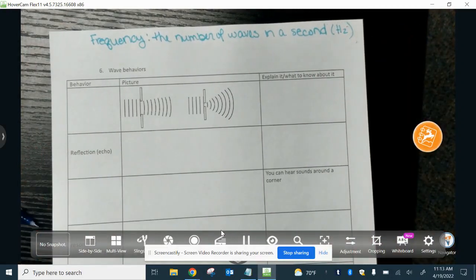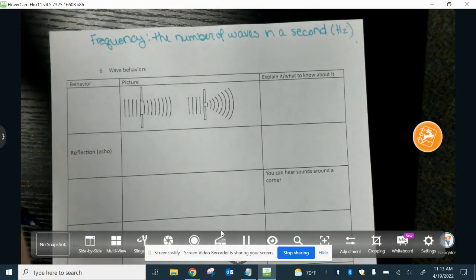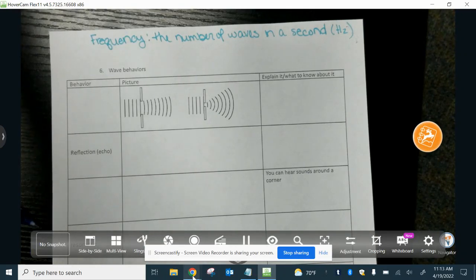We measure it in hertz. All right, so we're going to leave that there for a second, and we're going to talk about what you saw or should have seen.